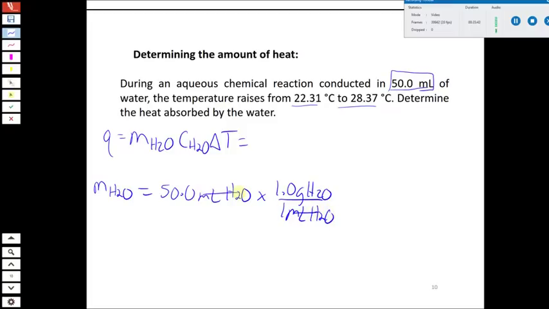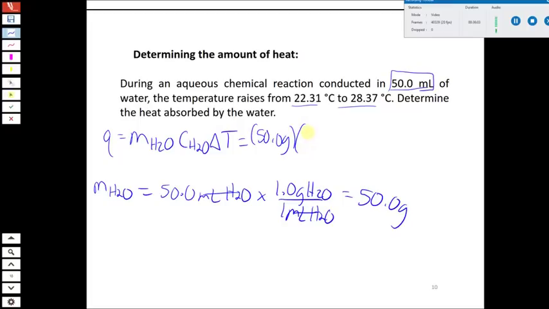So point being, you don't have to necessarily do this every time because it's trivial, but if you have 50 milliliters of water, you will also have 50 grams of water. So don't be confused by that, because very often we give you volumes of water, but you need masses for these equations. But for water, it's easy because the density is 1. All right, so we have 50 grams of water. That's our mass.